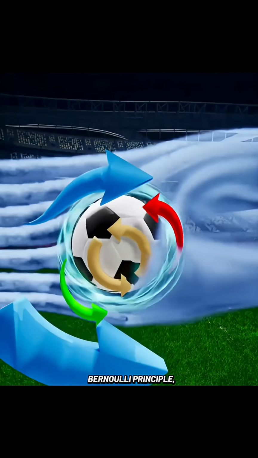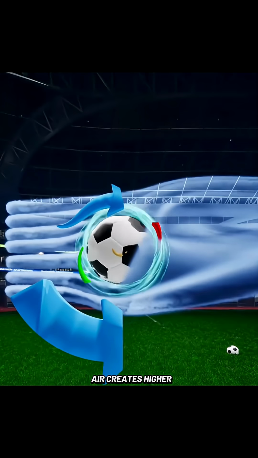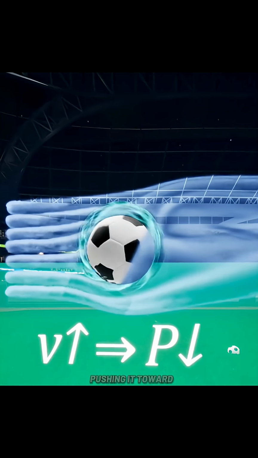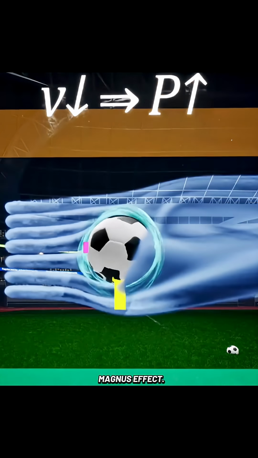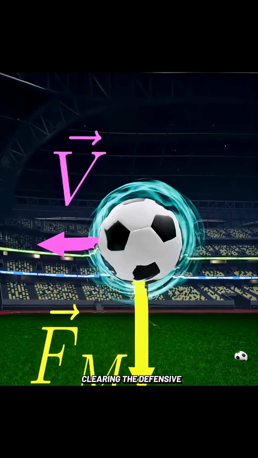According to the Bernoulli principle, faster moving air creates lower pressure, while slower moving air creates higher pressure. This pressure difference produces a force perpendicular to the ball's path, pushing it toward the lower pressure side. This phenomenon is known as the Magnus effect. Combined with gravity, this force causes the ball to dip sharply after clearing the defensive wall.